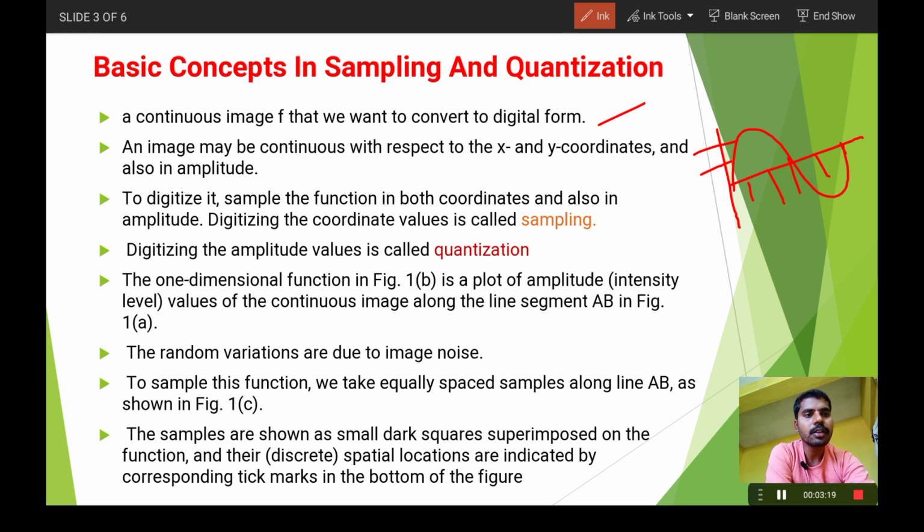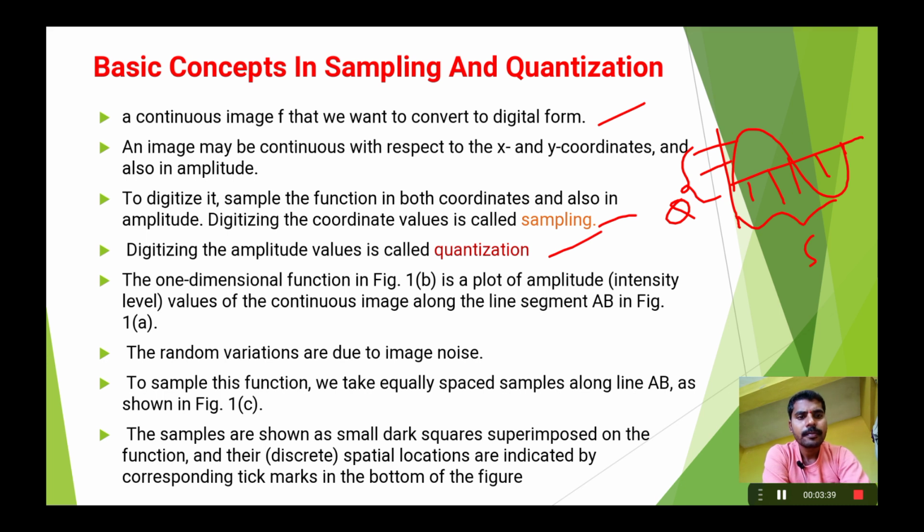So digitizing the coordinate values is called sampling. Digitizing the amplitude value is called quantization. This part is generally called sampling related. Dividing the amplitude is nothing but quantization. This is the basic difference between sampling and quantization. Okay, so let's move on to the next one.